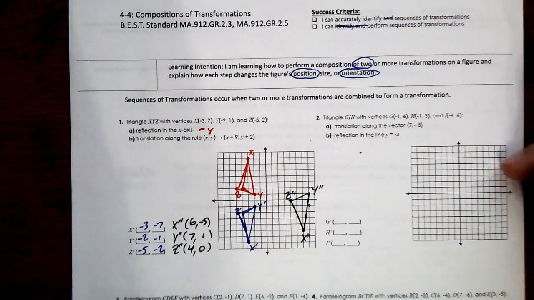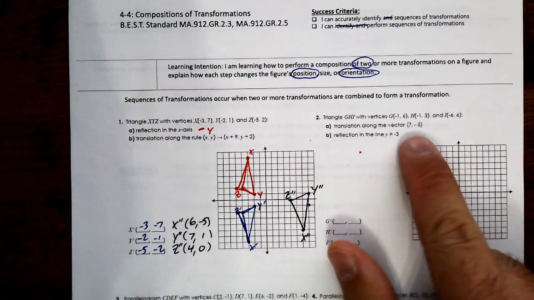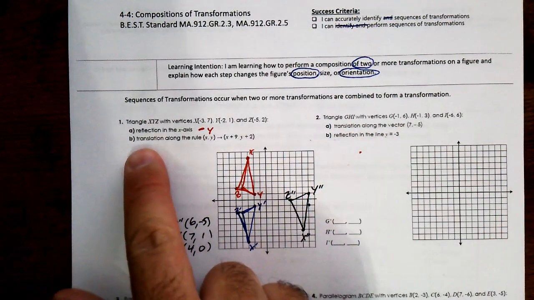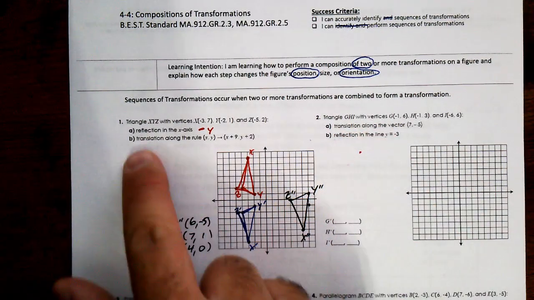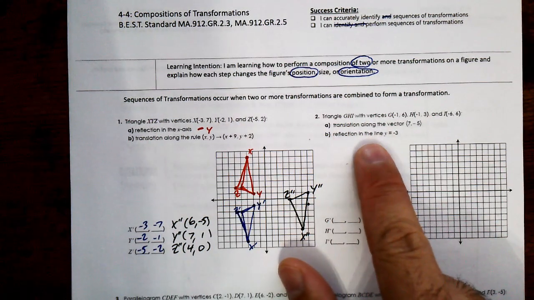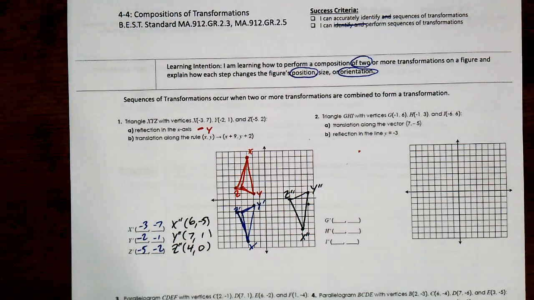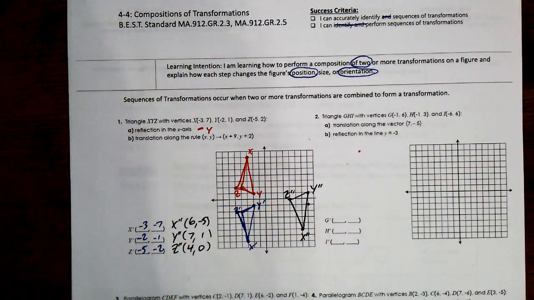So, I want you to try number 2 right now. Triangle GHI. You're going to translate along this vector. So again, we kind of just traded spots here. Instead of translating second, we're going to translate first. And then reflecting on the line y equals 3. It's a little bit different, but it's still a translation and a reflection. When we come back, we'll see if we have the same answers. So I'll go and pause the video, give number 2 a try.